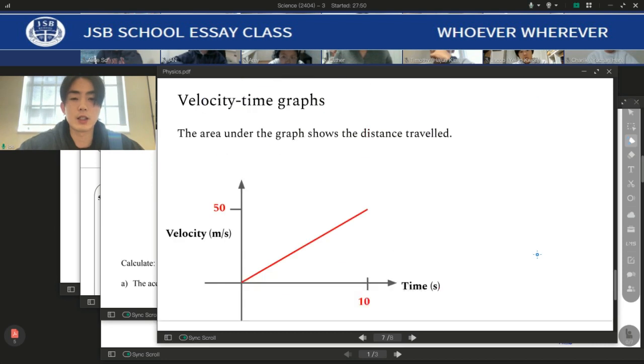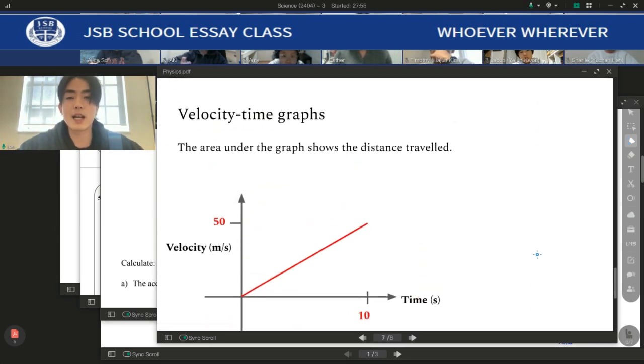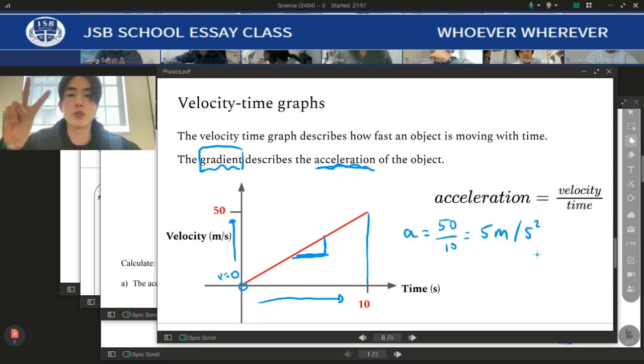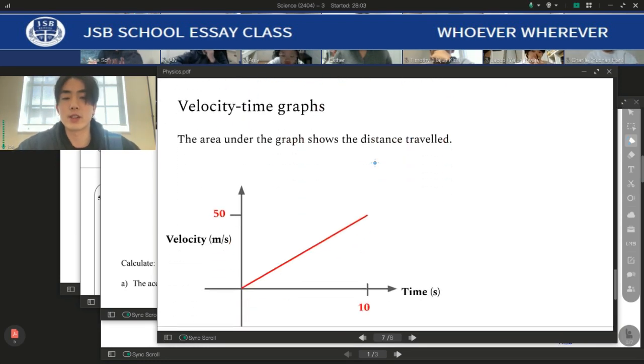All right, let's move on. So that's this for velocity time graph. There's two things that we can work out. Number one was acceleration. Number two is the distance. We can work out the distance traveled. So this is the second thing we can work out. And the distance traveled is found by the area under the graph.